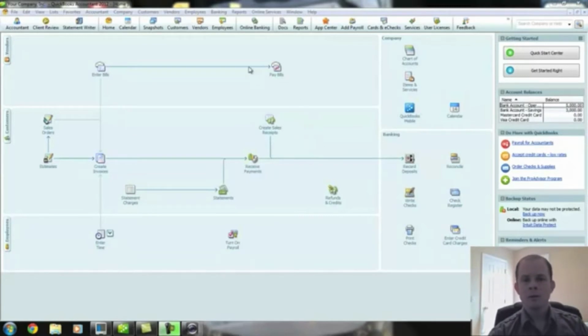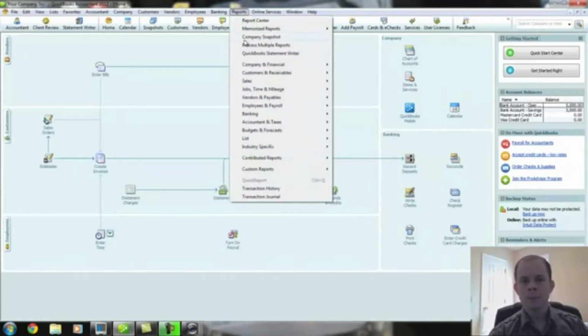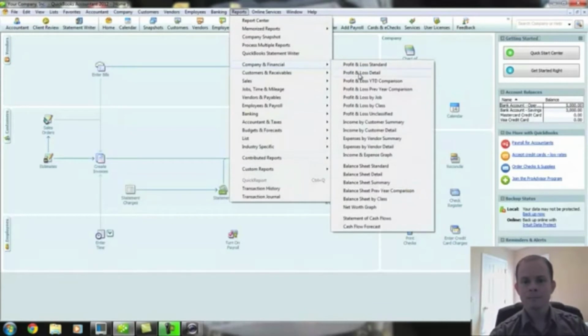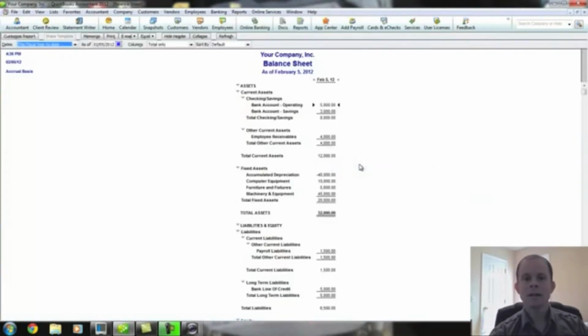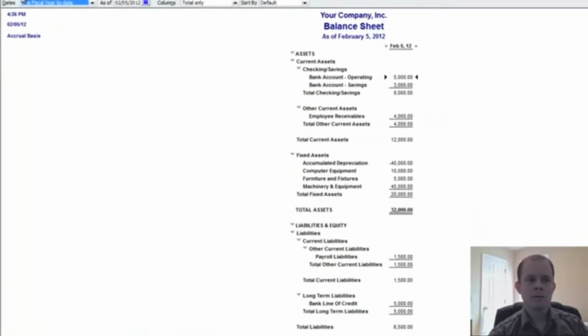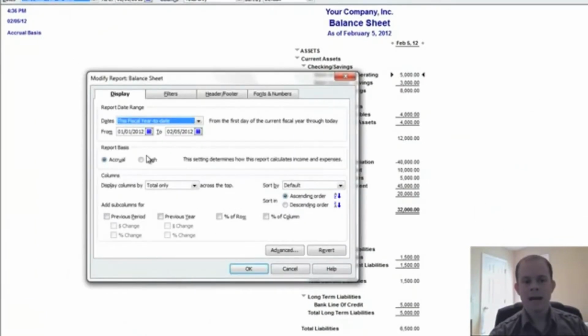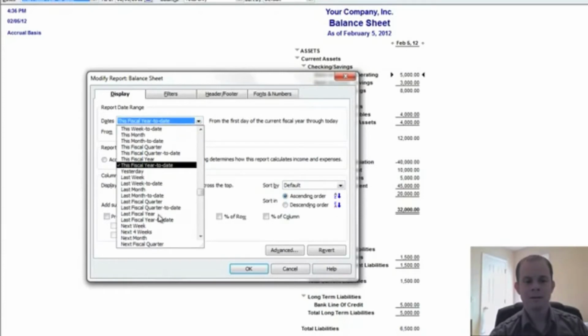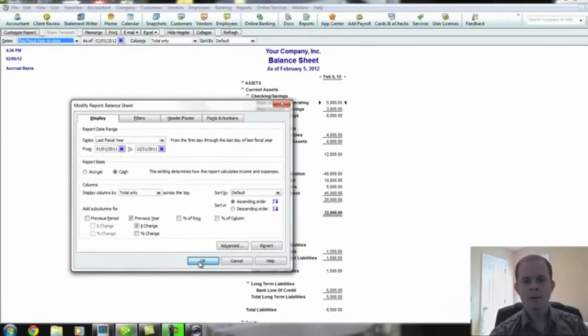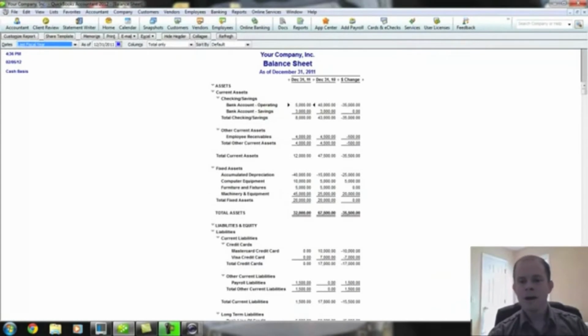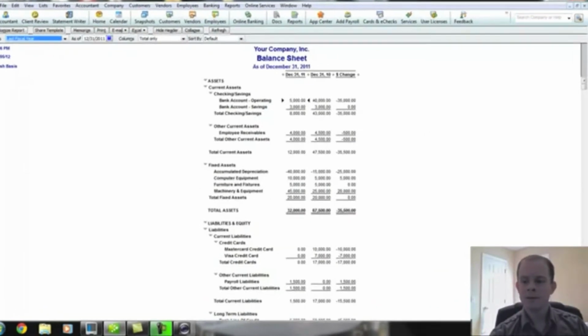So the report you would go to is up at Reports, Company and Financial, Balance Sheet Standard, then come over to Customize Report. This client's a cash basis taxpayer. Select Previous Year and Change. That'll show you from one year to the next what happened. We want 2011, so we select 2011. Tell it OK. And so now we've got our balance sheet showing exactly what happened from 2010 to 2011.